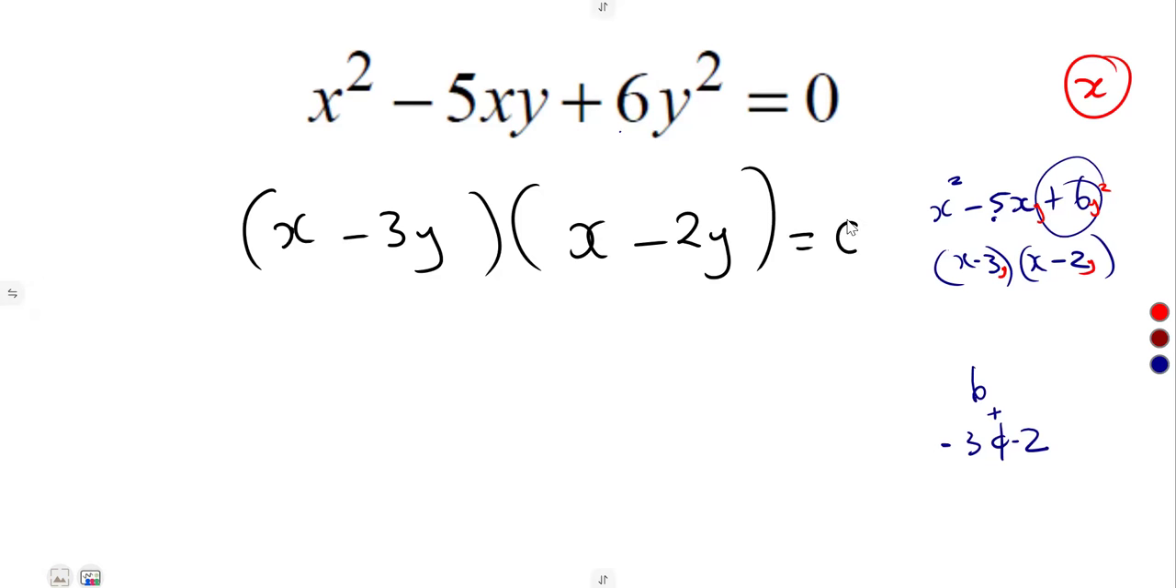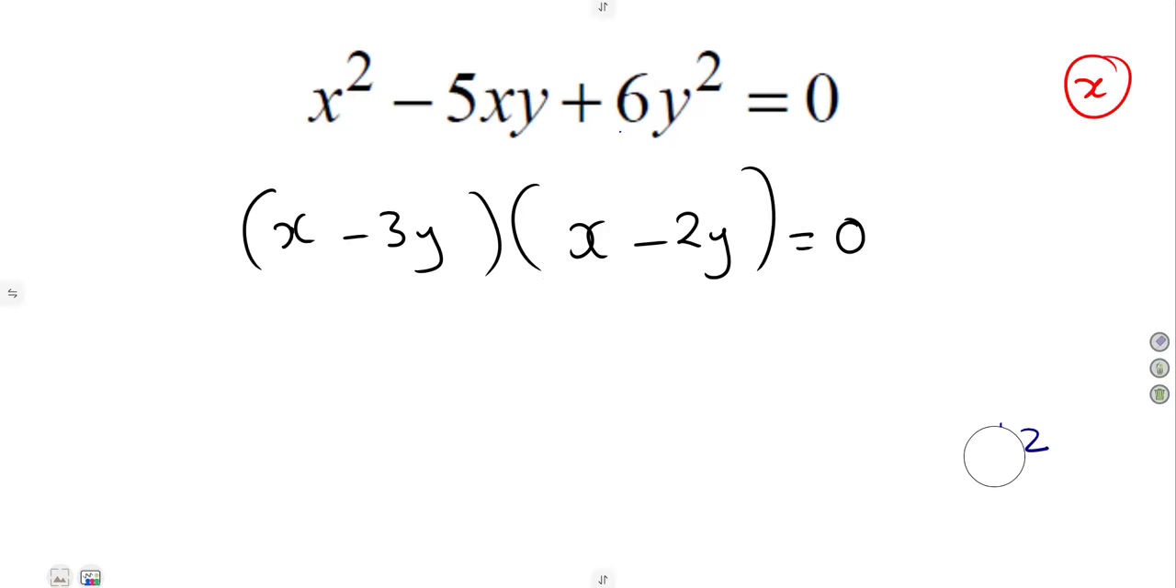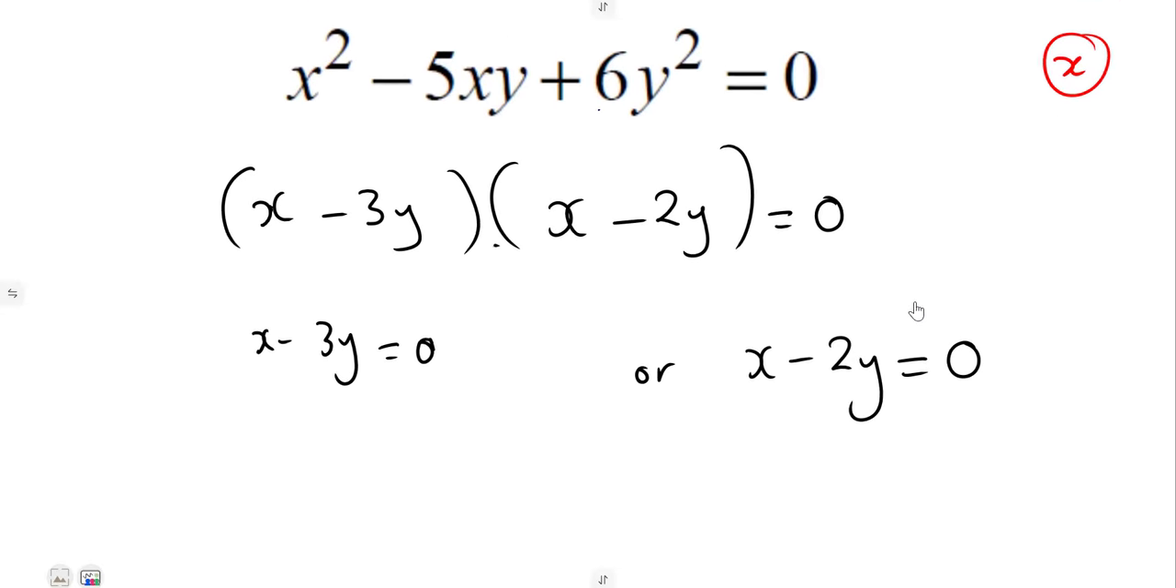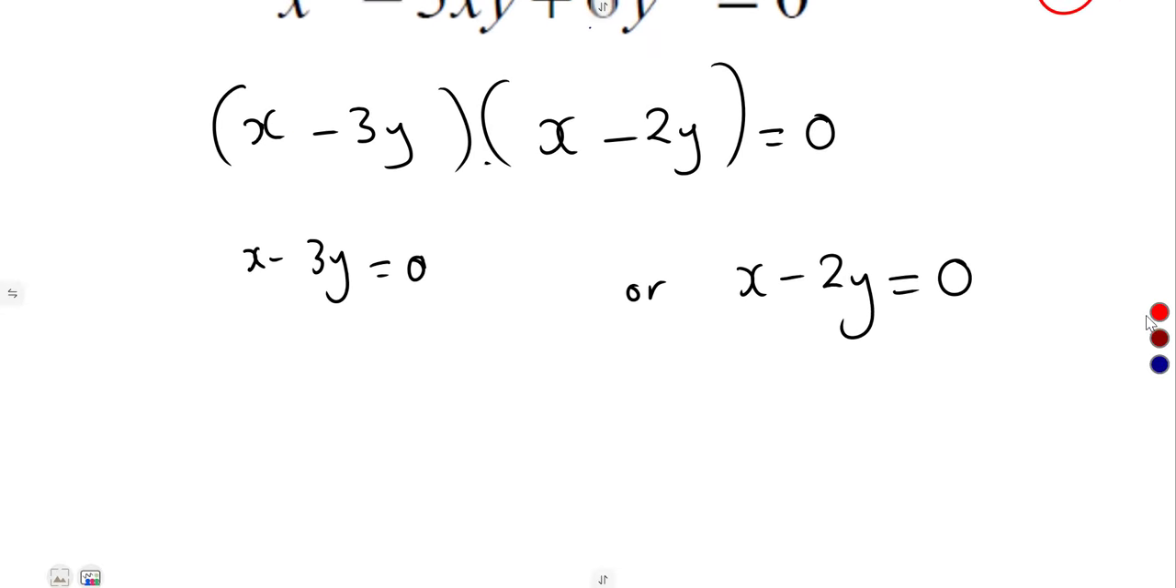You factorize the way it was without this y here, then you just put y on your constants, on 3 and 2. So that's it. Are you seeing that you are back to the zero product? We want to solve for x. This bracket times the other bracket is equal to 0. So either x minus 3y is equal to 0, just like that, or x minus 2y is equal to 0. So there are two of them, meaning two possible solutions.